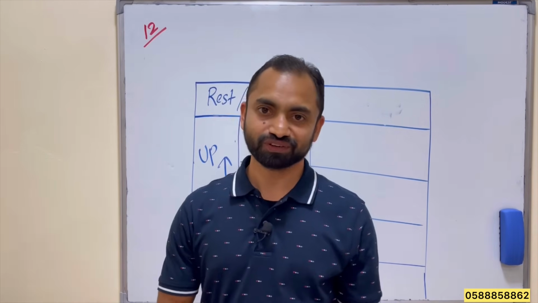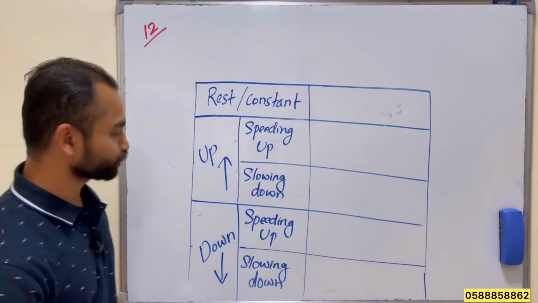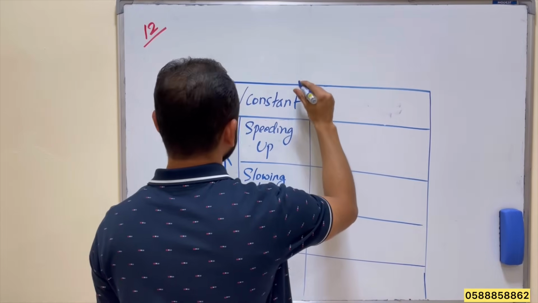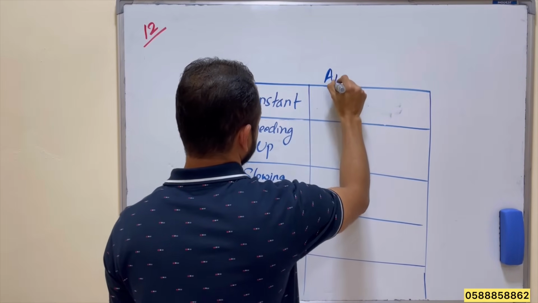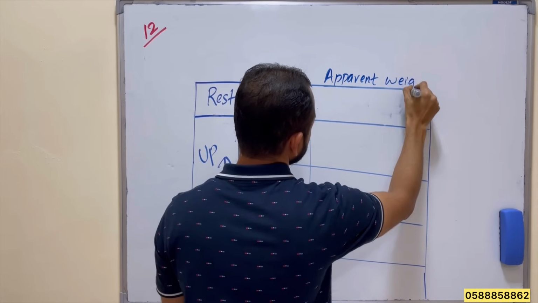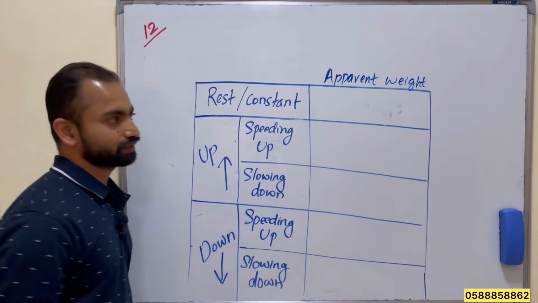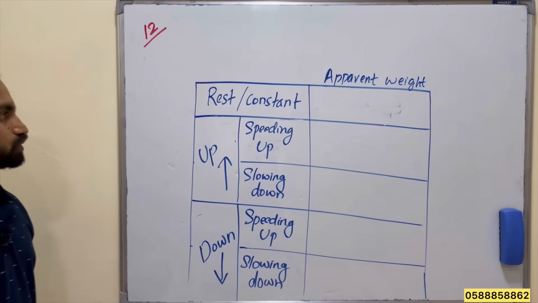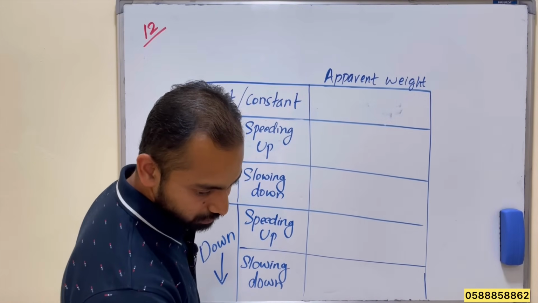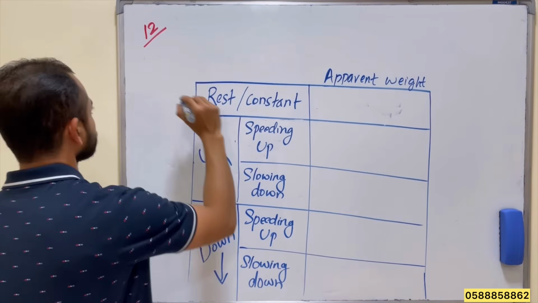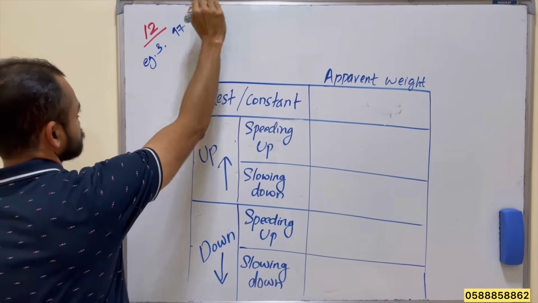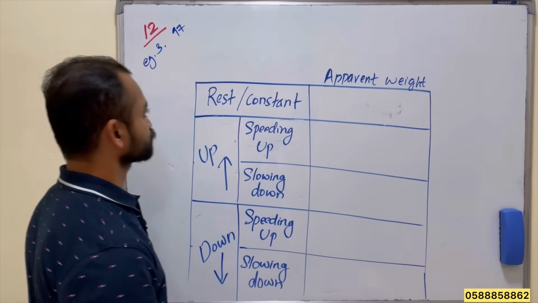Question number 12 is about the apparent weight and the elevator. So question number 12 is about apparent weight and the elevator. And we have to discuss one example here, example 3 from page number 97 of the textbook.